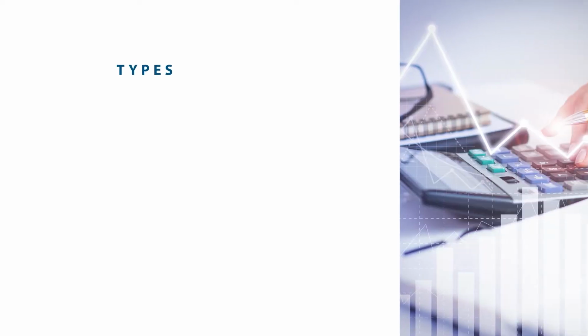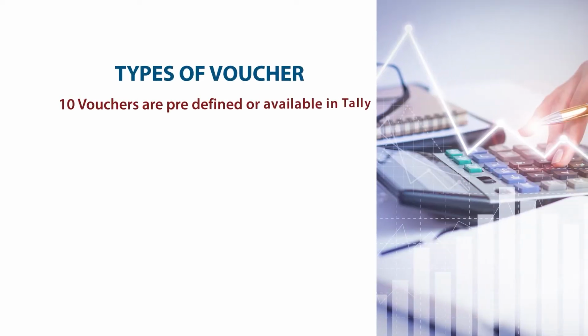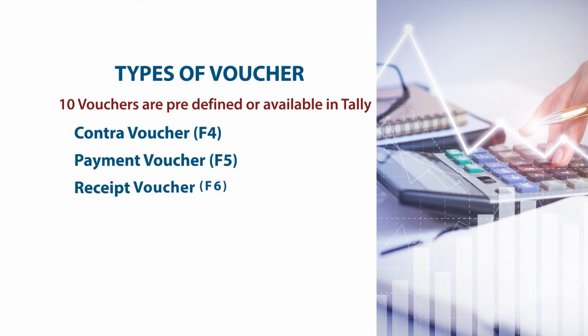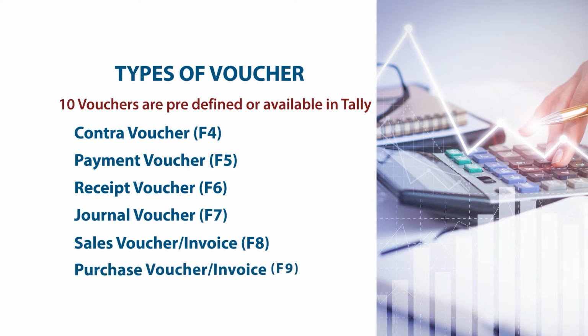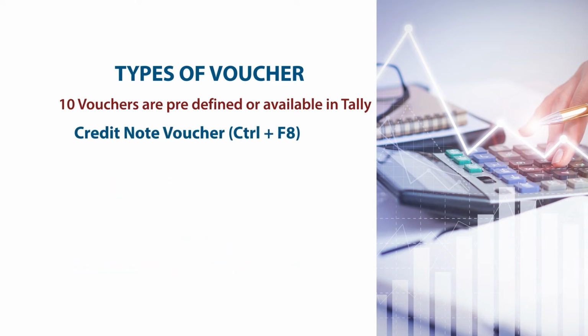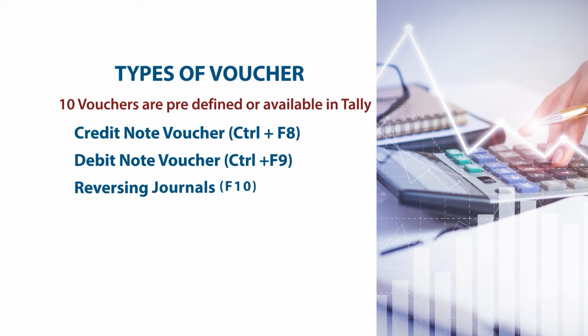Tally ERP 9 has 10 vouchers which are inbuilt in the software. These are contra voucher, payment voucher, receipt voucher, journal voucher, sale voucher or invoice, purchase voucher, credit note voucher, debit note voucher, reversing journals and memorandum voucher. So in totality, there are 10 vouchers available in Tally ERP 9. Contra voucher, payment voucher and receipt voucher have been discussed. Let us start with the next voucher, that is the journal voucher.